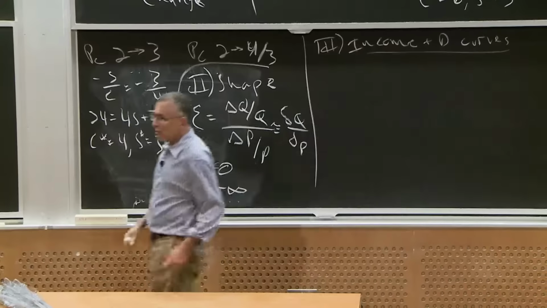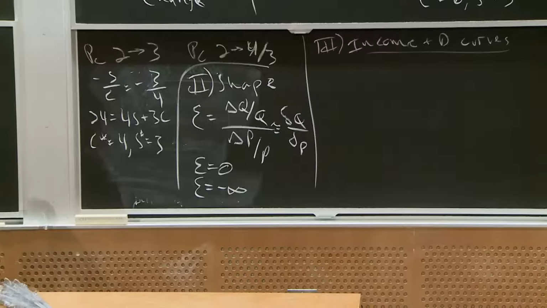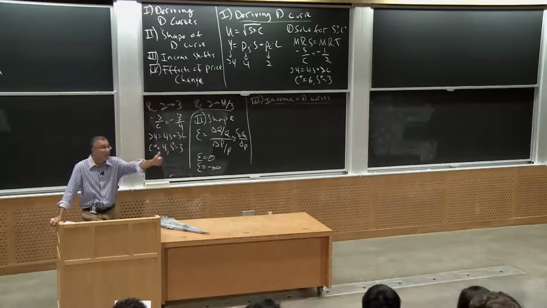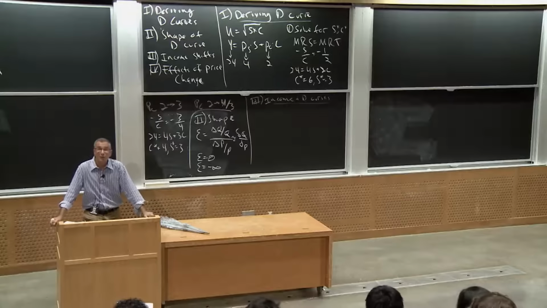Okay? So now, let's go to figure 4.4. Once again, we start at point A. That is our original setup, with the budget constraint 24 equals 4S plus 2C, and the utility function equals square root of C. And that gets the solution at point A. Okay? Now, imagine that your income rises from $24 to $32. Nothing else has changed. Your preference is the same, price is the same. But your income has risen from $24 to $32.